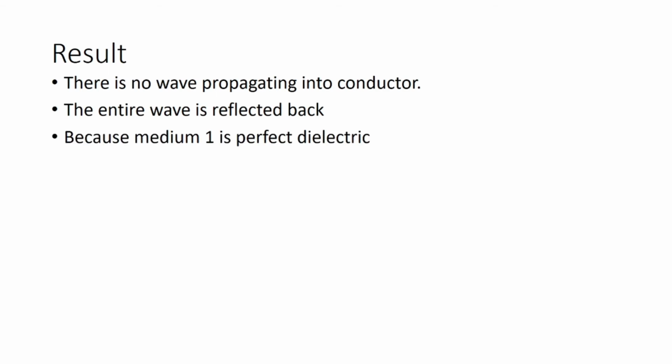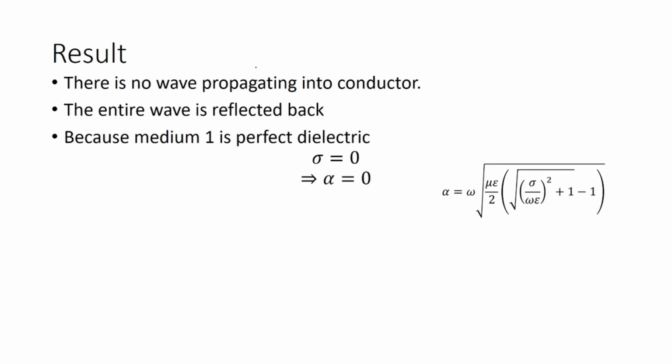Because medium 1 is a perfect dielectric, sigma equals 0, which also means that alpha equals 0. That is, the attenuation constant is 0, because you may remember the attenuation constant equals omega times root of mu epsilon by 2 times the square root of sigma by omega epsilon whole square plus 1, minus 1, all under root. If sigma is 0, the answer from this is 1, and 1 minus 1 is 0. So the attenuation constant for a perfect dielectric is 0.